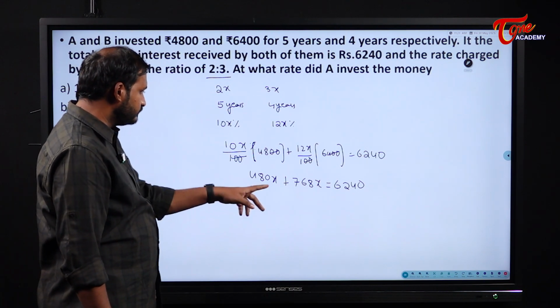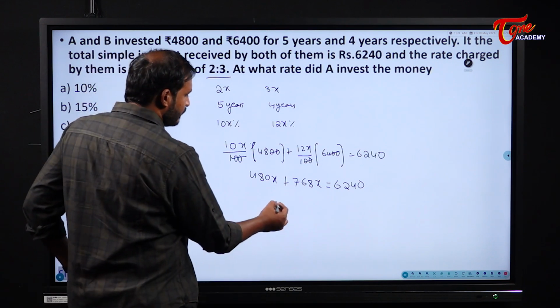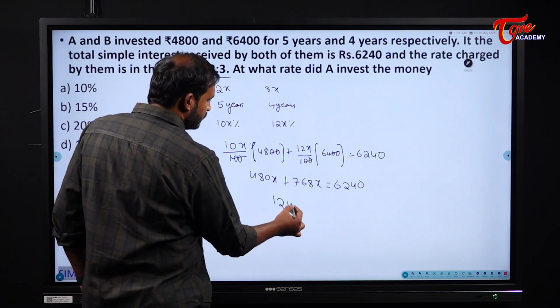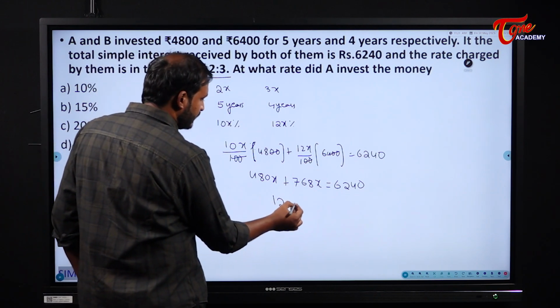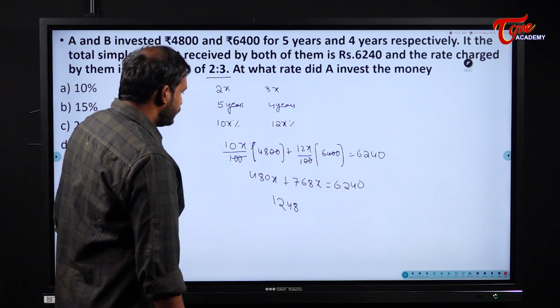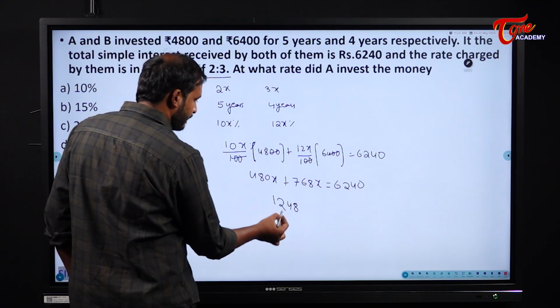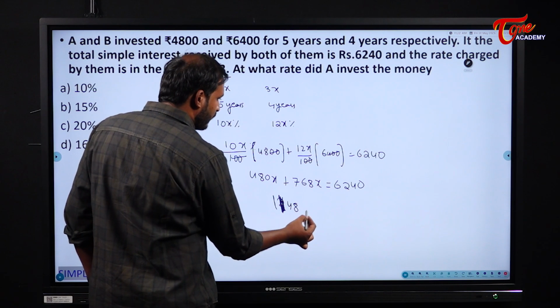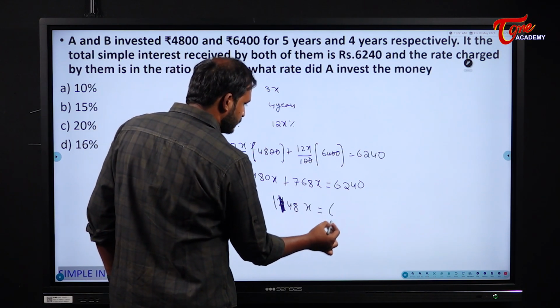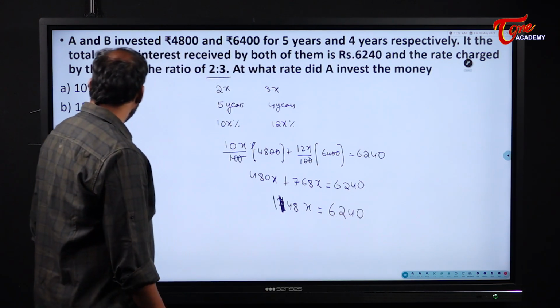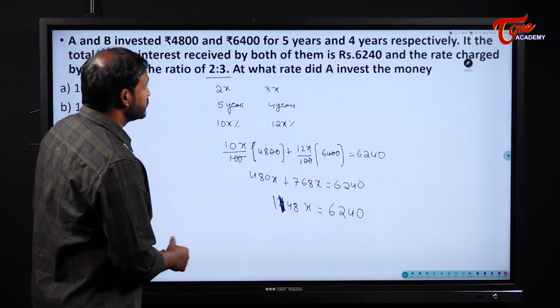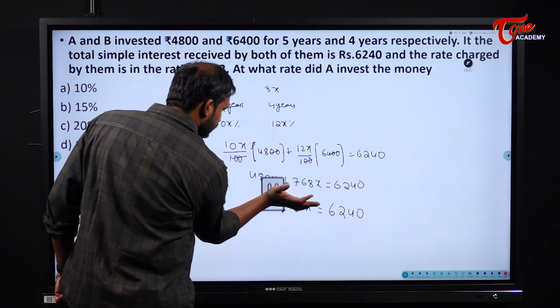When I add these two things, what will I get? 1200 and what will you get, students? 1248, right? 1248x is equal to 6240.